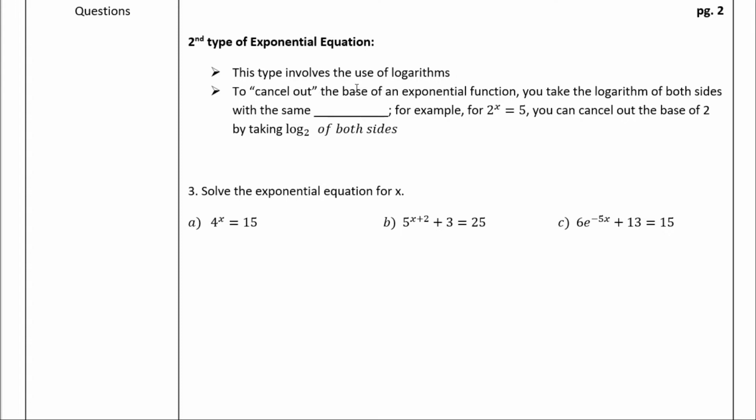So remember that the exponential function and the logarithmic function are opposites. They're inverses. They cancel out. So to cancel out the base of an exponential function, you need to take the log of both sides with the same base. So for example, if you had 2 to the x equals 5, well, the only way you can get rid of that 2 is if you did a log base 2. So you would have to do log base 2 of 2 to the x. Whatever you do on one side, you do on the other. All right, so do the log of both sides there. And then now these will cancel. And then it leaves you with x equals log base 2 of 5. Okay, so just an example of how you would do that.